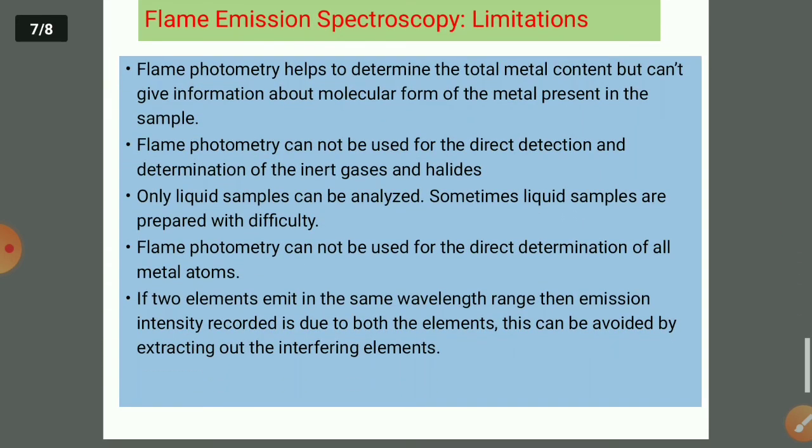Now let's see the limitations of flame emission spectroscopy. Flame photometry helps to determine the total content of the metal, but it cannot give information about the molecular form of that metal which is present in the sample. Then flame photometry cannot be used for the direct detection and determination of inert gases and halides.